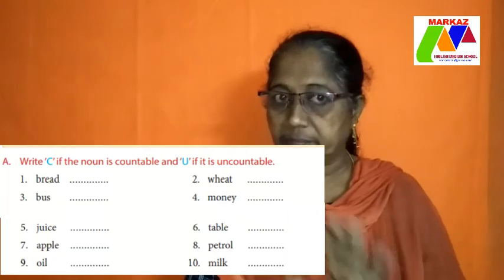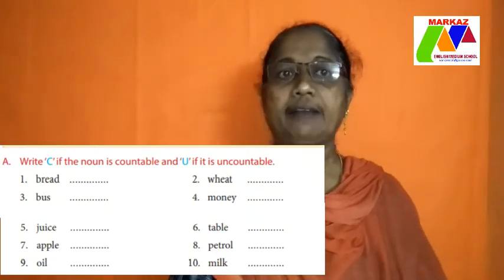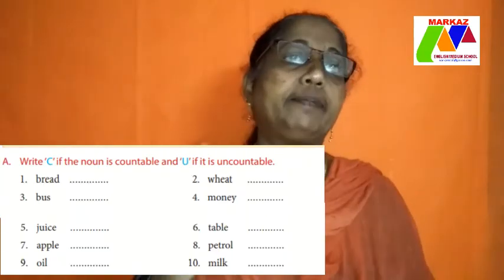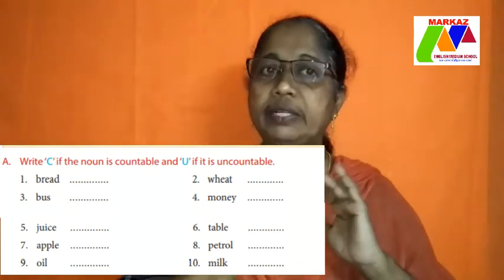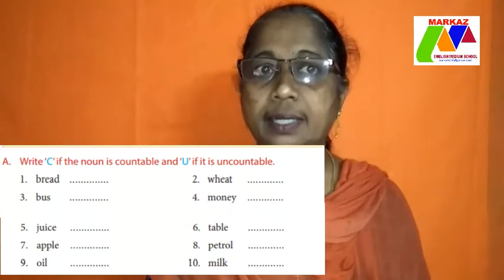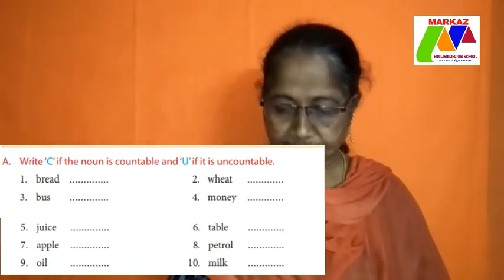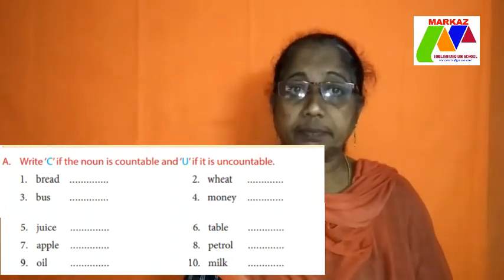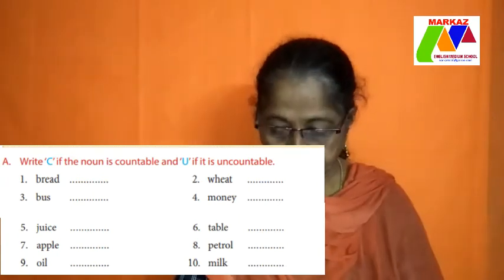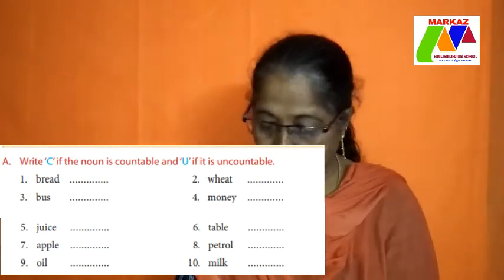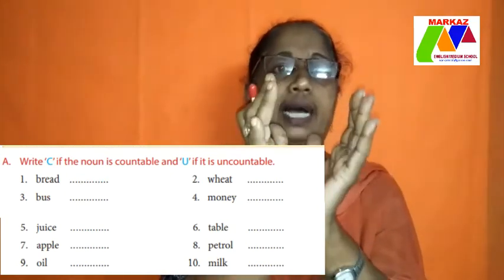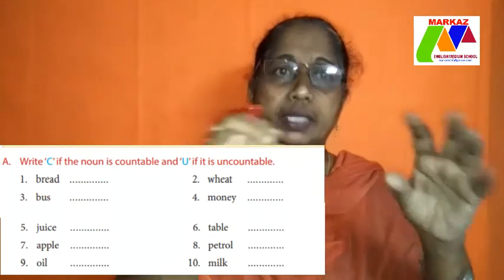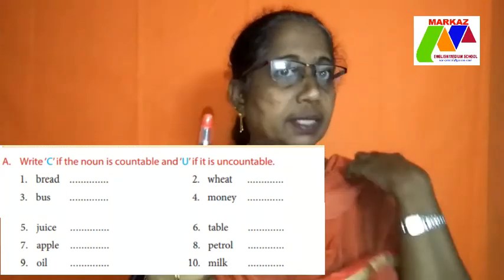Bread, uncountable as such. But if you have 10 loaves of bread, then it becomes countable. But you have to say 10 loaves of bread. But when you say generally bread, it is uncountable. It is just one loaf. Wheat, uncountable. You cannot count the grains of wheat. Bus, countable. Money, uncountable. If I give you a handful of money, it is uncountable. But when you count money, 10 rupees, 20 rupees, then it becomes countable.